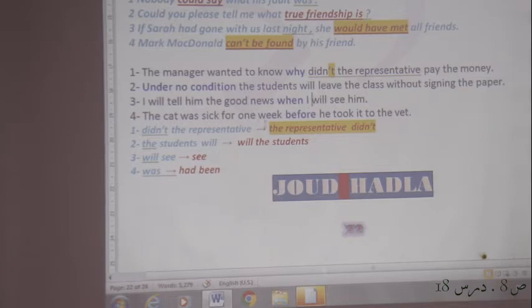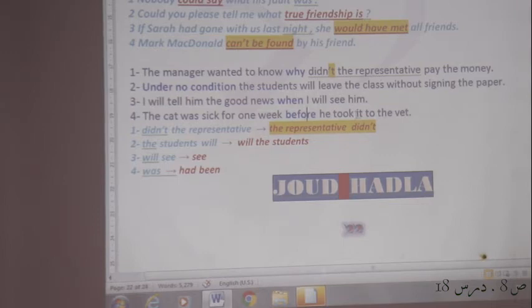Now the cat was sick for 1 week before. Pay attention: before. Here we have two actions that happened in the past. What are they? The cat was sick for 1 week, okay? And he took it to the vet. But when we have two actions in the past, one before the other, we use the past perfect and past simple. So the cat was sick. This is the first action. Because of that, and as a result, he took it to the vet.